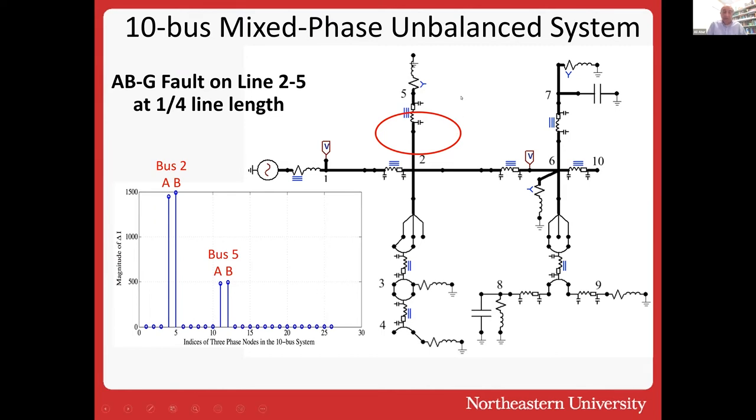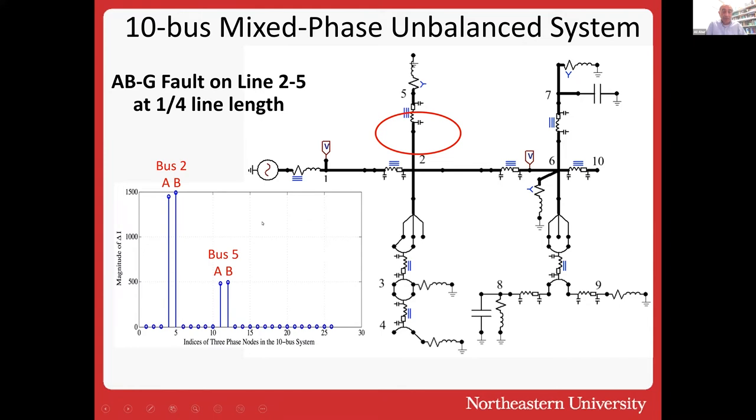And in this system, we simulate a fault along this branch or line section connecting bus 2 to bus 5. And we do it in such a way that the fault occurs exactly 1/4 of the line length from bus 2. So by doing that, and if we simulate the fault, we actually check how these virtual or equivalent injections look like. And in this case, by the way, the fault is a phase A, phase B to ground fault. So this is the type of fault we are simulating along this line.